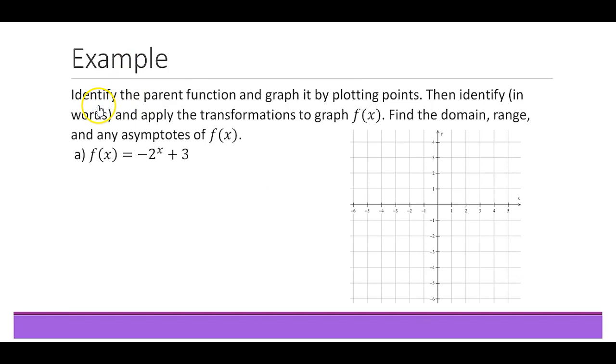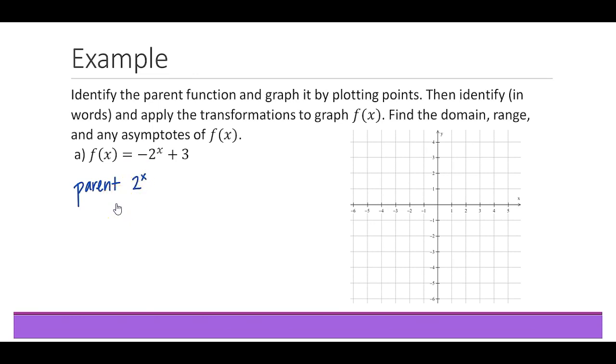In this example, let's go ahead and identify the parent function and graph it by plotting points. Then identify in words and apply the transformations to the graph of f of x. Find the domain, the range, and any asymptotes of f of x. So here in part A, f of x is negative 2 to the x plus 3. So my parent function here is the function 2 to the x. And to graph 2 to the x, we should remember this is going to be exponential growth, an increasing function, because 2 is greater than 1.